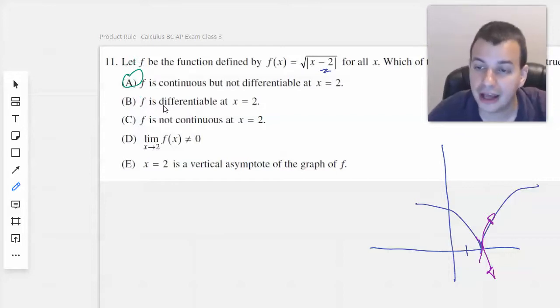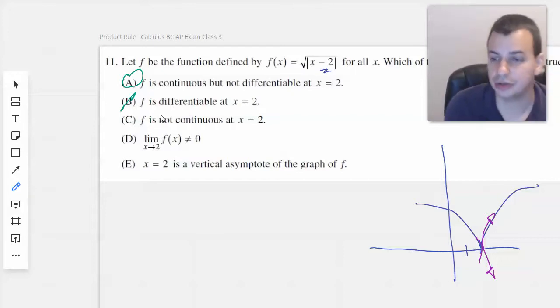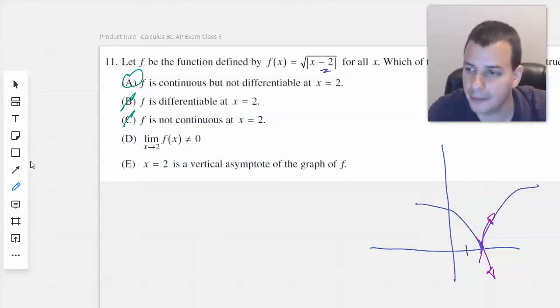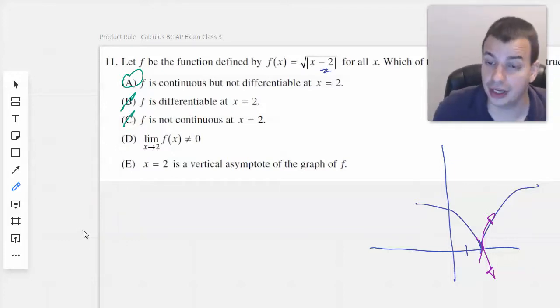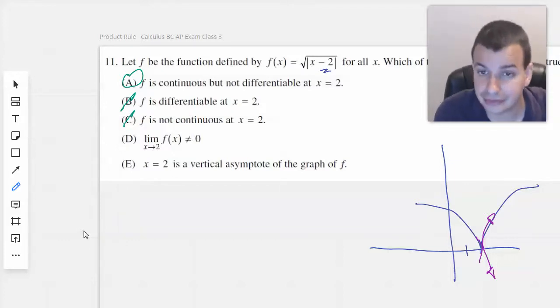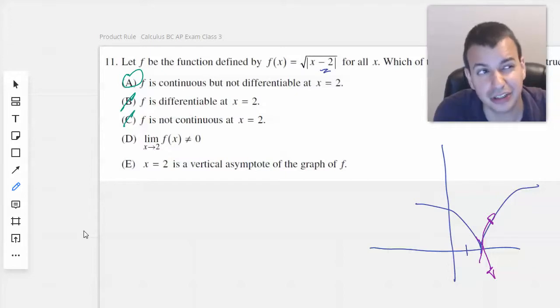Whoop, f is differentiable at x equals 2? Nope, we already decided by the first part that that is not true. F is not continuous at x equals 2. F is continuous at x equals 2 because we can draw it without picking up our pen. I know that doesn't sound like a very formal definition, and it's not, but it's a great definition and works well for this class. Pretty much works for everything too.